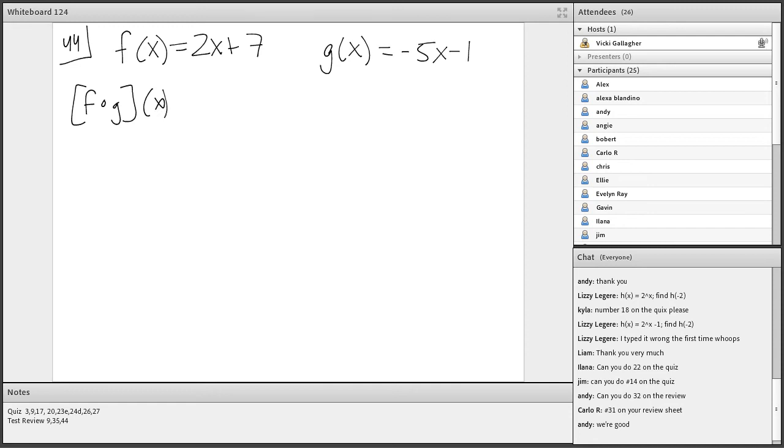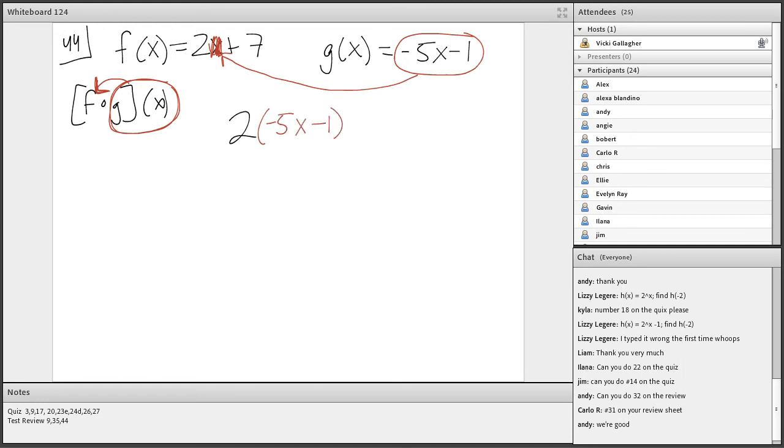And so in this part, they want us to take the g function, which is this, and they want us to plug it into the f function. So we're going to take that thing and we're going to put it here. And so I'm going to erase the letter x, and in its spot I'll put the other thing. So it's 2, and then instead of the letter x, I'm going to put negative 5x minus 1. And then after that there was a plus 7. And then you simplify. And so this is my first answer, negative 10x plus 5.